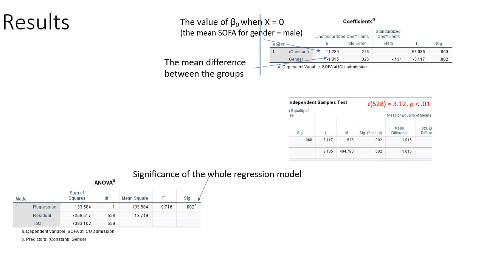As you move from 0 to 1, or from males to females, there's a 1.015 point reduction, or a 1.015 difference between the groups. And I've pasted in a little piece of the output from the t-test at the beginning of these slides that shows that the mean difference between these groups is in fact 1.015.